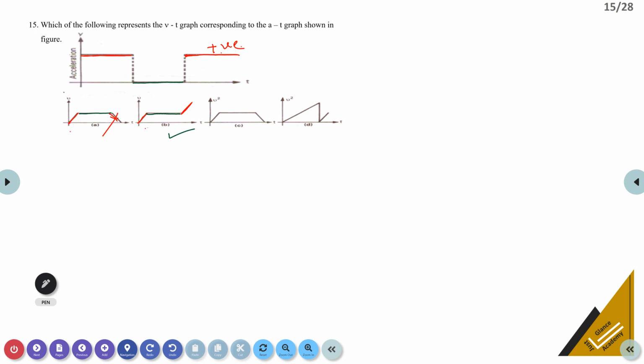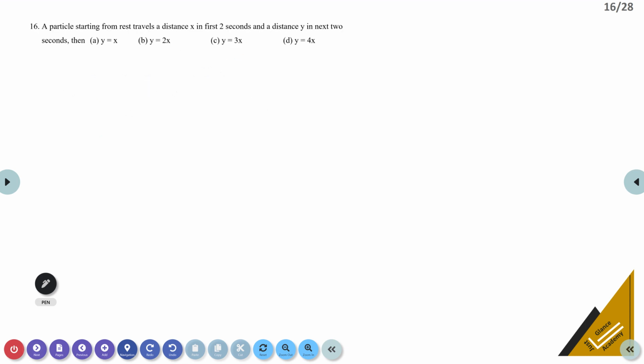Here also there is a positive slope. Here it is not a V square, it is a V against T graph. Next. A particle starting from rest travels a distance x in the first 2 seconds and distance y in the next 2 seconds, he is asking. Okay, fine.